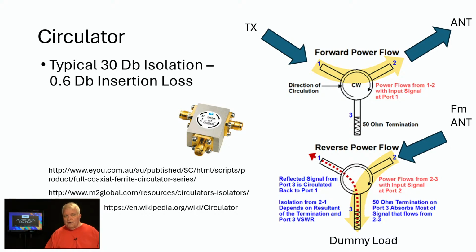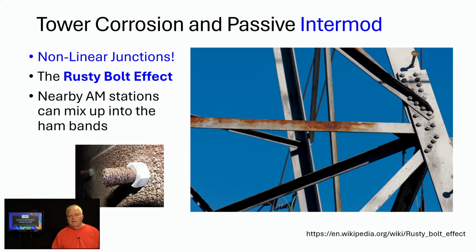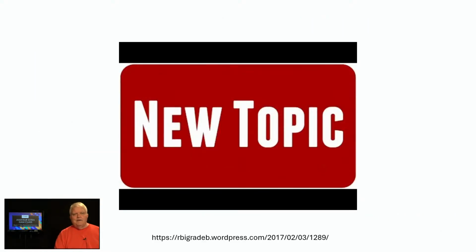Did you know rust is a semiconductor? Well, it's a non-linear device in any case, and tower corrosion can cause something called passive intermod, where radio frequency signals, like nearby AM radio stations, if their tower gets rusty or your tower gets rusty, the rusty bolt effect takes place, and they're mixed together. The signals get mixed together and cause interference. That's passive intermodulation.